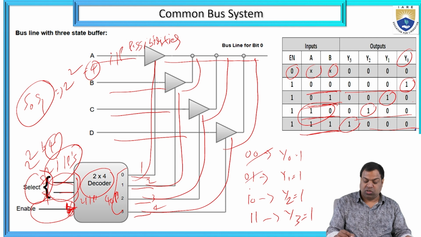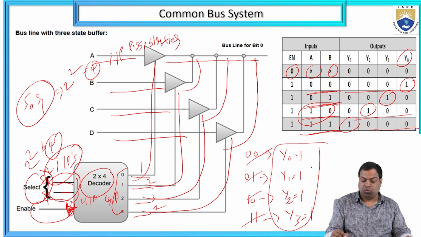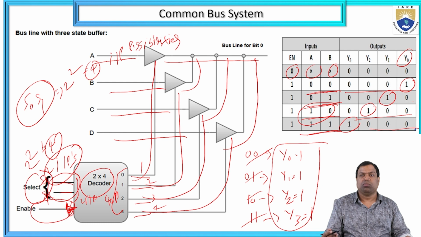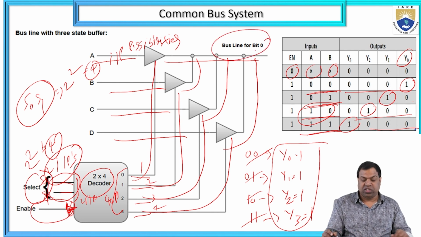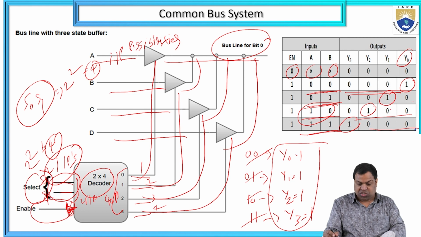So how many possibilities? 1, 2, 3, 4 possibilities are there. With 2 inputs there are 4 possibilities: a 00 possibility, 01 possibility, 10 possibility, and 11 possibility. So there are 4 outputs, that is 0001, 0010, 0100, 1000. So these are the possibilities. Here I am taking one decoder, a 2 into 4 decoder. It is one example, where 2 inputs give 4 possibilities and 4 outputs are there. Here the bus line for bit 0. When I take bit 0, it is a bus line.